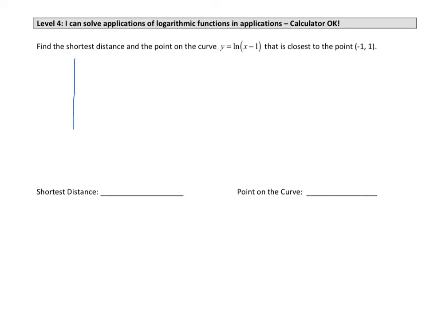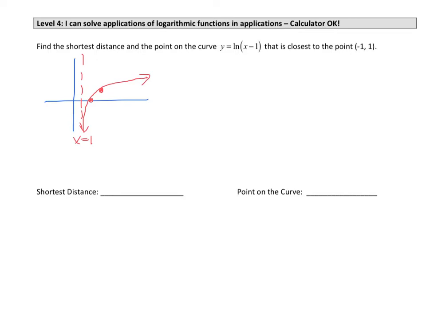So it's a calculator application. The graph of y equals natural log of x minus 1. Remember that that graph is shifted 1 to the right, so I'm going to move my asymptote over here to x equals 1. And 1 over from there I would have a point, and then over 2.7 from there I would have a point, and the graph would look something like this.